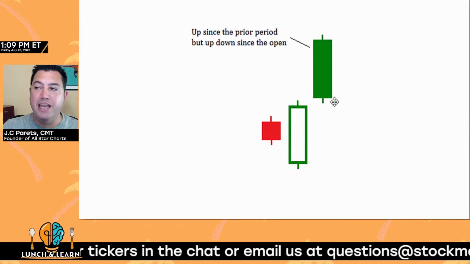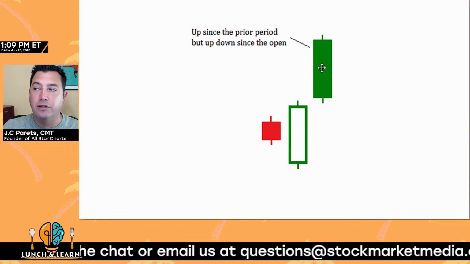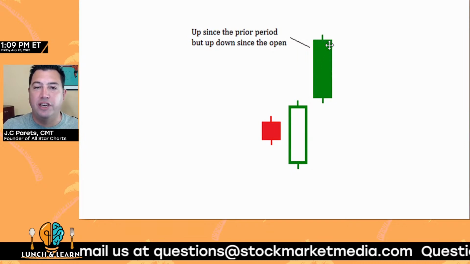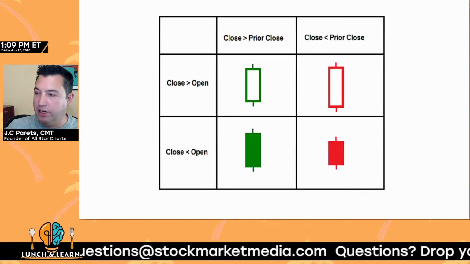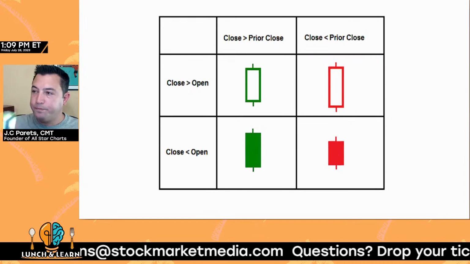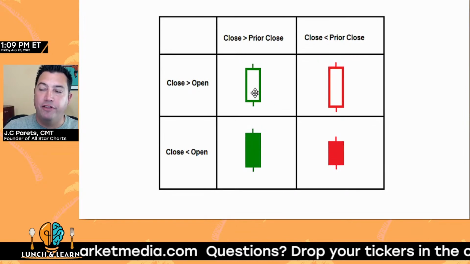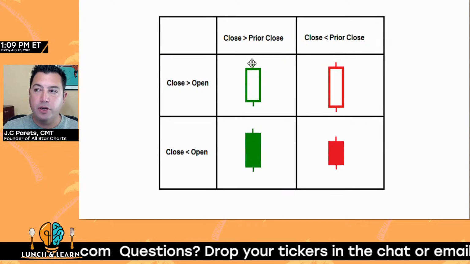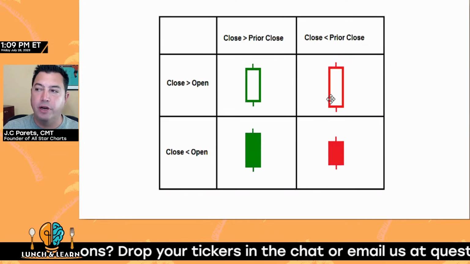So green, meaning it closed above the prior period's close, however, filled because it sold off throughout the period, closing near the lows after opening near the highs of the period. So let's go over that. So you've got a hollow green candle. That means it closed above the prior period's close, meaning it's green, and it's hollow, meaning it closed above the open, right?